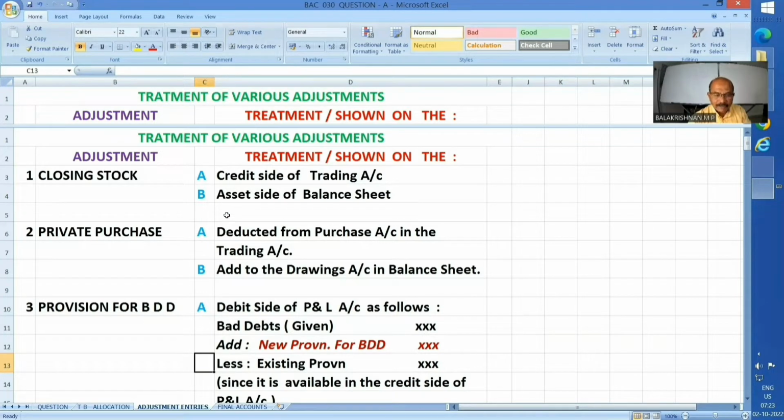Please note that each adjustment entry can be generalized, and therefore it will have 2 aspects, one debit and one credit. Our first aspect will be in A and the second one will be B. So this has been taken care of. And the next one.